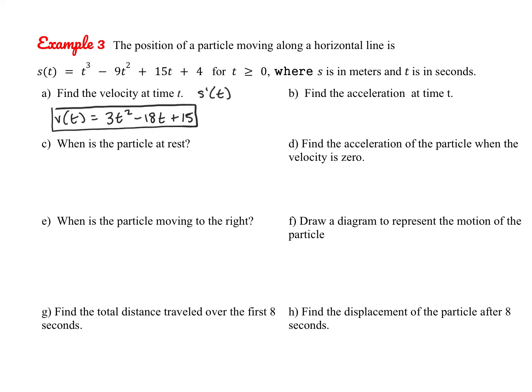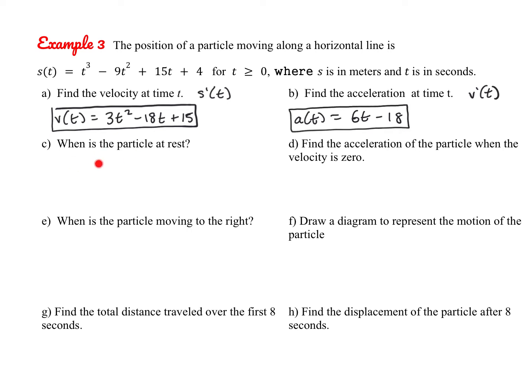And then next they ask us to find our acceleration at time t. So we know that acceleration is simply the derivative of velocity, or the second derivative of position. So if we take the derivative of this function, that's our acceleration function. So 6t minus 18.